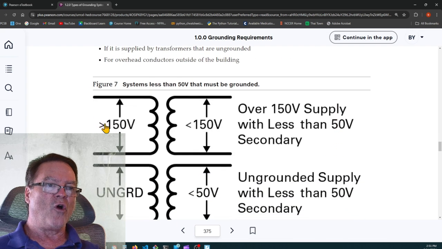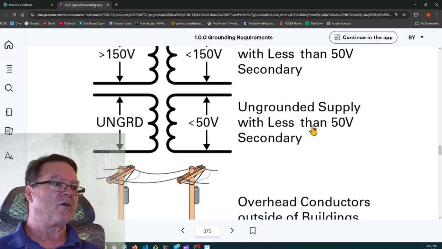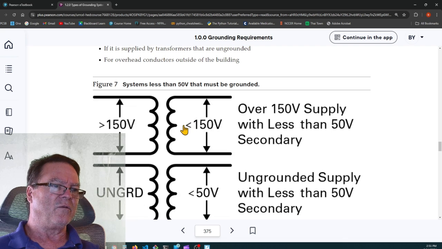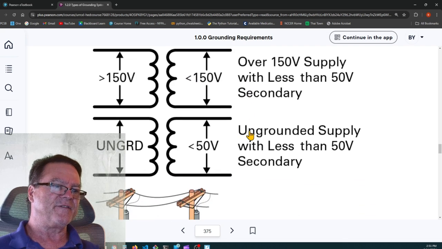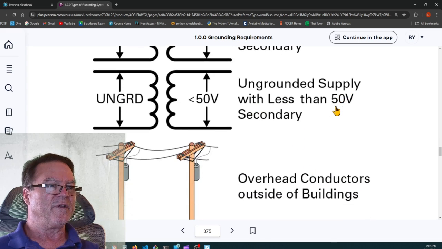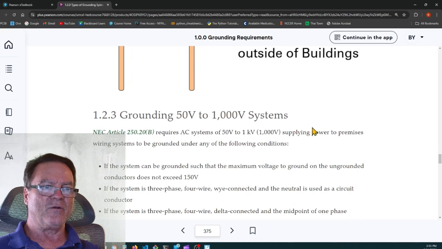So here you go. You have a greater than 150 volts primary and less than 50 volts secondary. The secondary needs to be grounded. If you have an ungrounded primary and less than 50 volts on the secondary, you need to ground. I'm sorry, greater than. Less than 50 volts. See, that's also a misprint. That arrow's going the wrong way. No, I'm wrong. That's less than 50. So if you have an ungrounded primary with a secondary that's less than 50 volts, it also needs to be grounded. And any overhead conductors outside of the building have to be grounded, even if they're less than 50 volts.